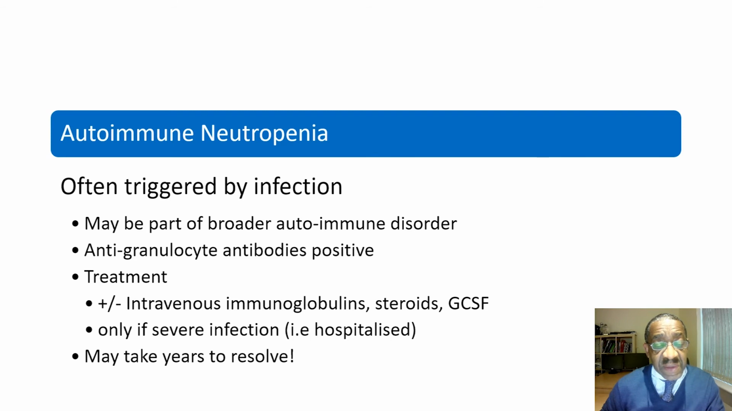Antibiotics for infection. GCSF is commonly used to stimulate neutrophil production because this is a peripheral destruction, and sometimes steroids as well as intravenous immunoglobulins have a role. It's chronic, but most patients actually don't run into problems.